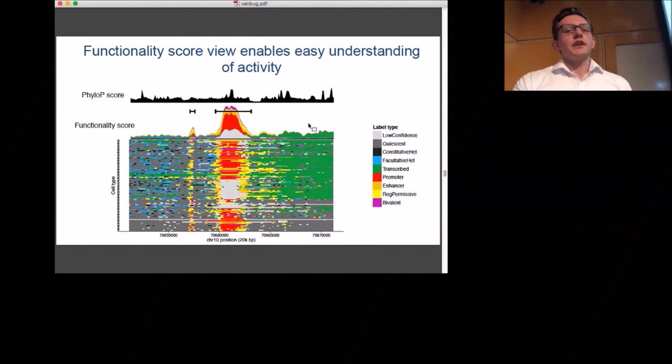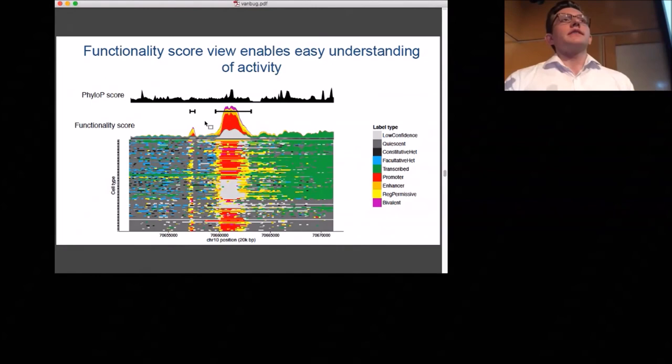This plot I'm showing here, that's labeled functionality score, is the same as this matrix, except that the labels are scaled according to their functionality. So what you can see is that everything gets squashed except for the functional elements. You can see that there's a gene here, a promoter here, and what looks like an enhancer over here. If all you know is not what cell type you're interested in, but you know, for example, that there's a disease-associated locus at this position, you can just pull up this plot and get a good sense of what the functional activity is at this locus.